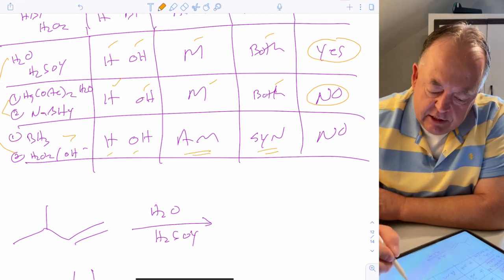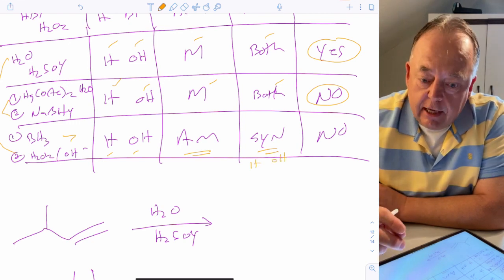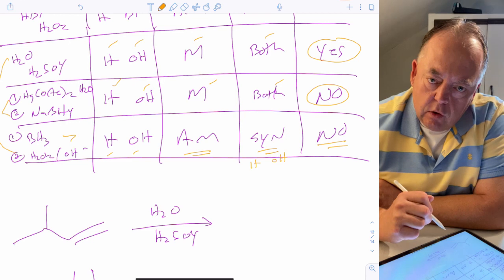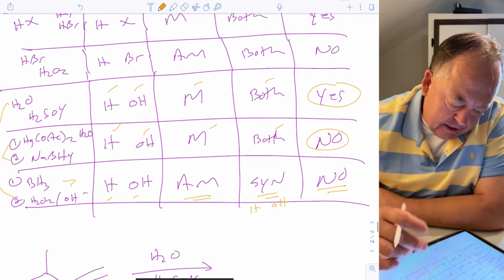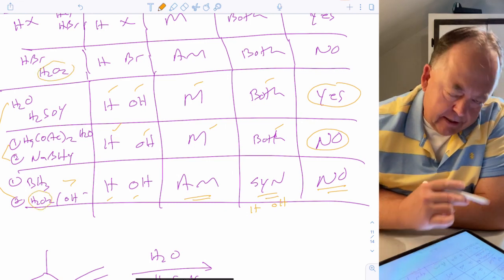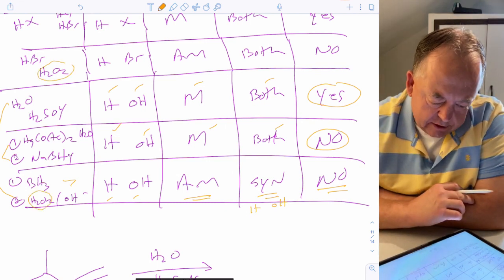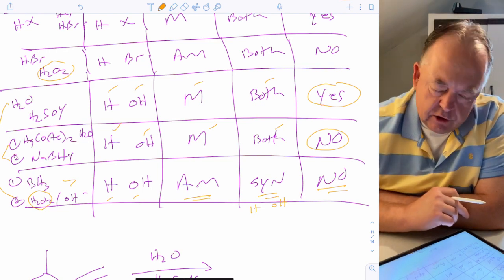It's a syn addition. The H and OH add to the same side as each other. No carbocation, no rearrangement. So we've looked at 2 anti-Markovnikov reactions. It's easy to remember them because you see that they both have peroxide in them. And those are the ones that are anti-Markovnikov. It's just a way to remember which reactions are anti-Markovnikov.